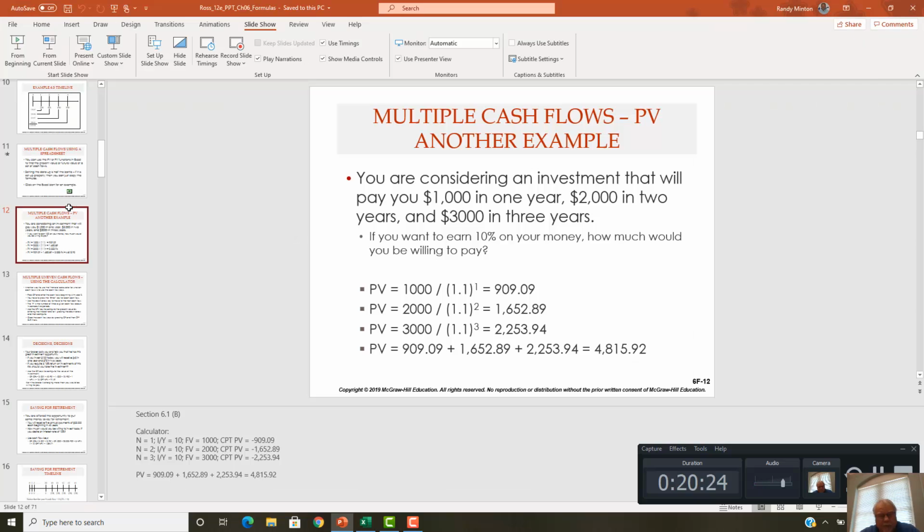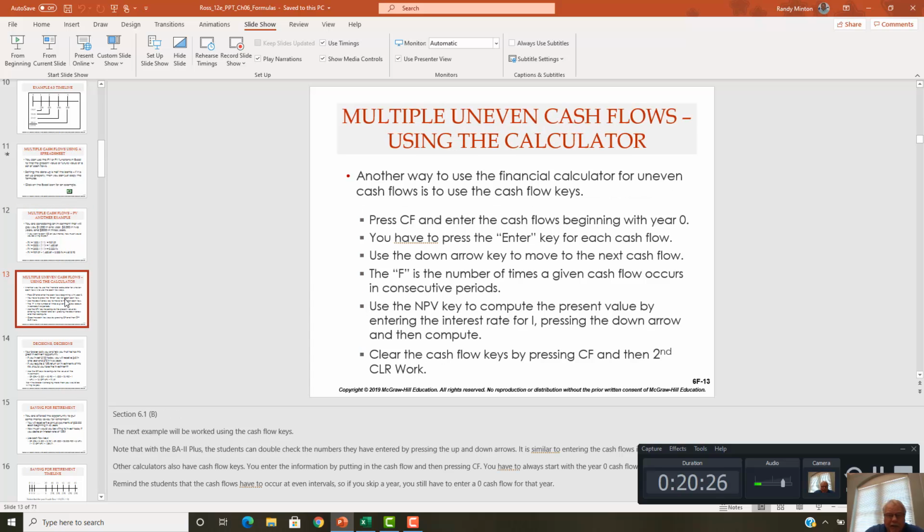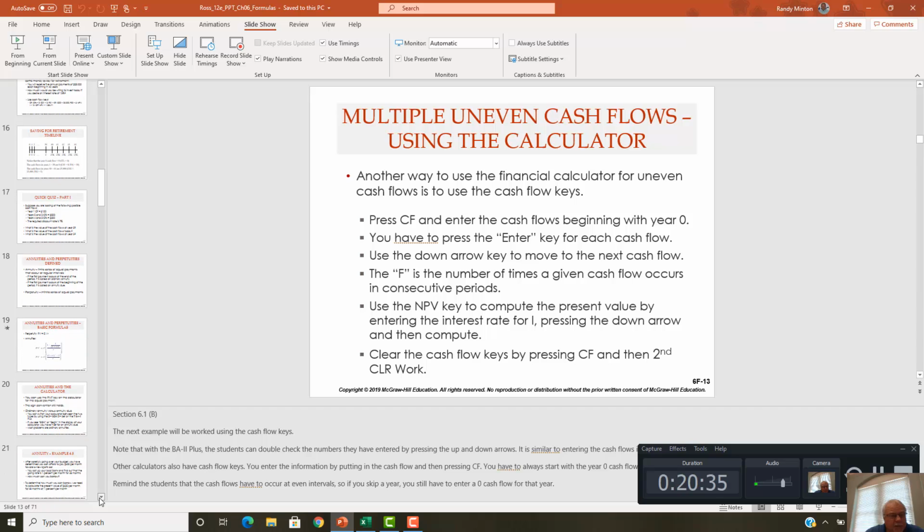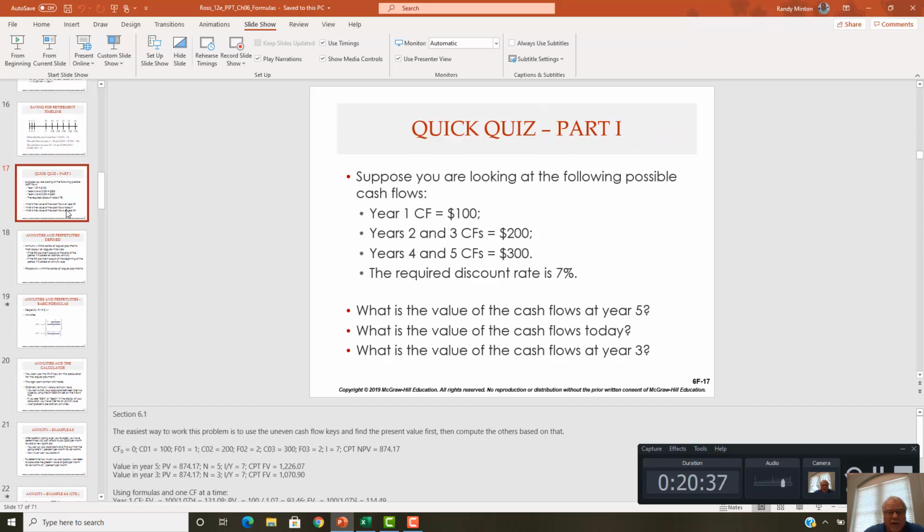All right, let's go back over here and see if they've got any others for us here. Now they're talking about using the calculator. We don't use calculators in this class. We don't have any. So I'm going to skip that portion because I can't demonstrate it anyway.